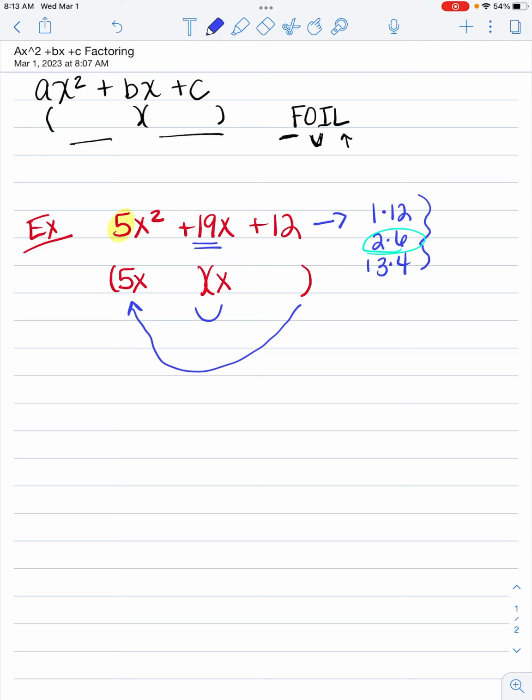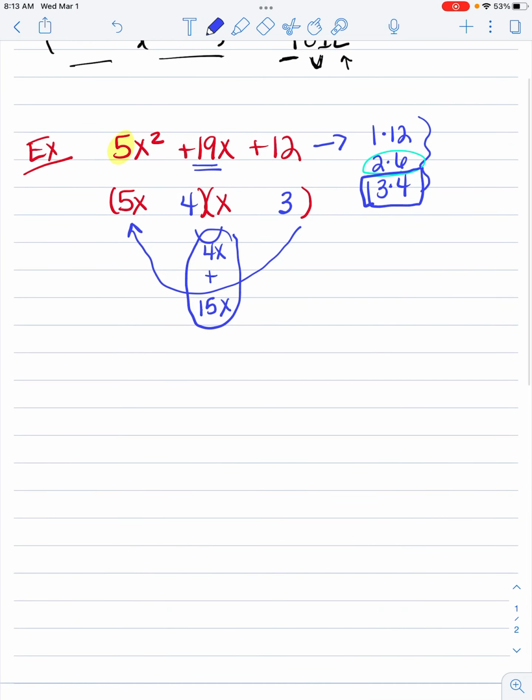So the correct answer is 3 and 4. Those are the 2 numbers that are going to fit in there. And specifically, I would need the 3 to be here and the 4 to be here, because 5x times 3x is 15x, and 4 times x is 4x, and obviously whenever I add 4x plus 15x, that gives me my middle term of 19x. Again, I know I'm adding everything here, so that's pretty easy. So now my plus sign's in, and that's my solution.